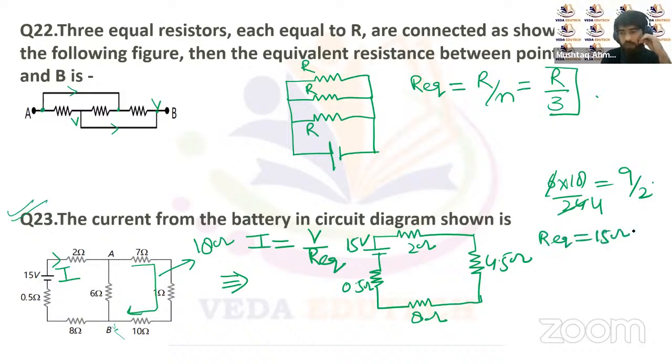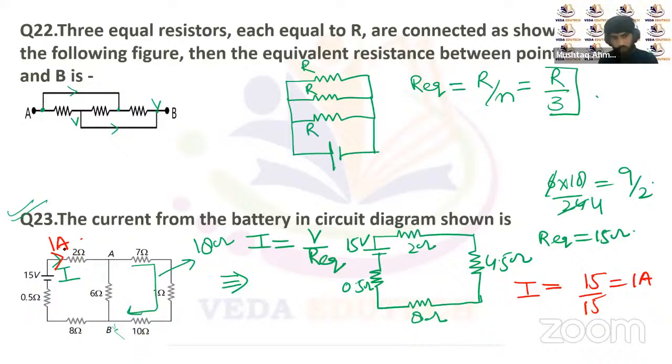For this circuit, if R equivalent is 15 ohm, then the net current flowing through this circuit is equal to 15 upon R equivalent, that's 15 upon 15, which will be equal to 1 ampere. This means the current from the battery in the circuit is equal to 1 ampere. So 1 ampere current will be flowing through the battery in the circuit.